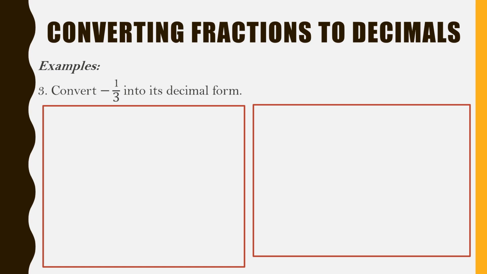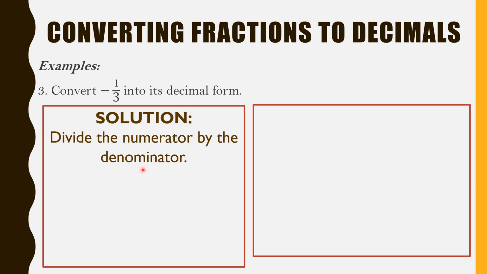Here's another example. So we have example number 3. This time we have a negative fraction. Okay, convert negative 1/3 into its decimal form. So we are going to use solution 1 because we cannot use solution 2, because there is no number which we could multiply by 3 to get a power of 10. So we will use the first method.